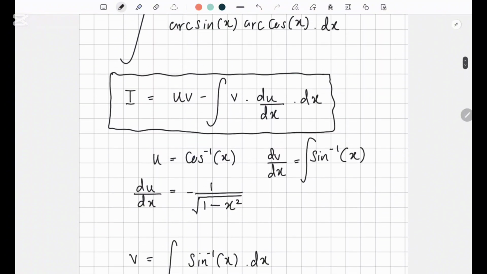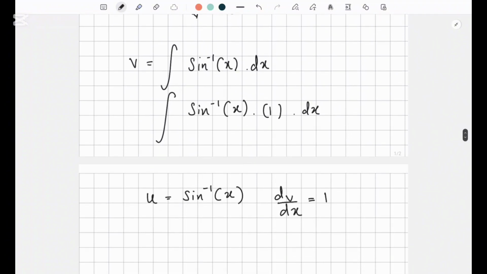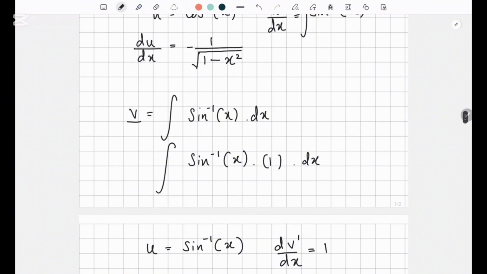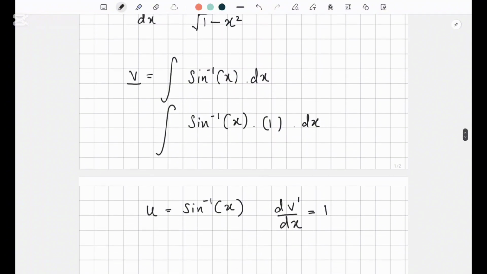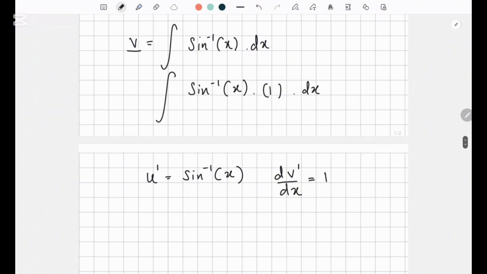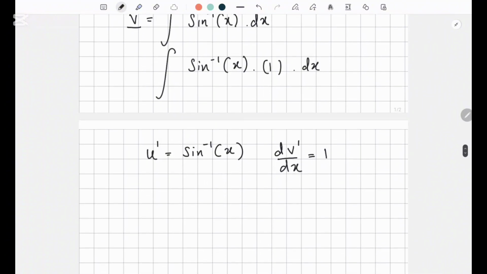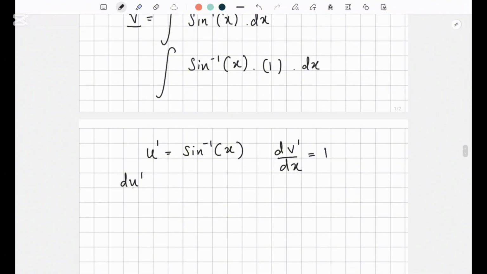Wait a minute. So I'll take it as u dash and v dash, because we have v over here. Since you guys have to do integration by parts twice, you might get confused, right? So I'll take this as u dash and v dash. So that's better. So now you can write du dash over dx equals, the differentiation of sine inverse x is 1 over root 1 minus x squared, and the integration of 1 is x, right? So v dash equals x.